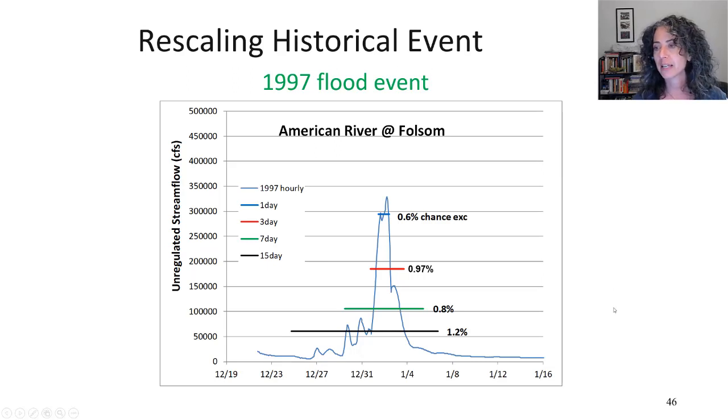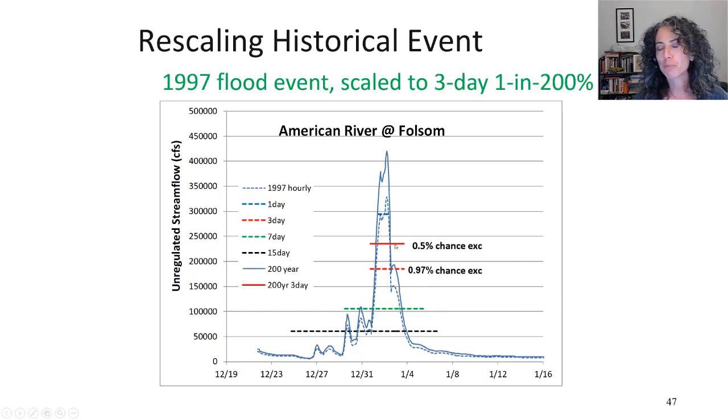Right, so here is an historical flood event from this location. It happened in 1997. Okay, American River at Folsom. Folsom is that reservoir that I mentioned on the American River. So I'm showing here the 1997 event and then also the average 1-day, 3-day, 7-day, and 15-day duration and what their estimated exceedance probabilities are. And as I said, I'm going to choose only the 3-day. So I'm going to scale this hydrograph such that the 3-day average flow goes up to match the 0.5% or 200-year average flow value. As you can see, it brought the entire hydrograph up.